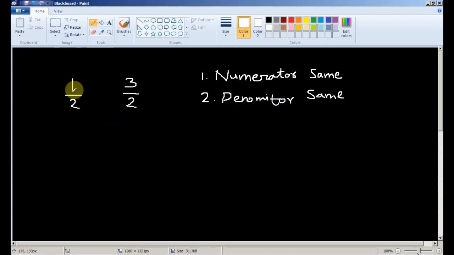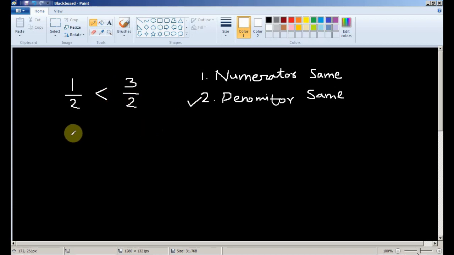Whichever is bigger, you take that as the greatest fraction. So in this case 3 by 2 is greater than 1 by 2. According to this rule, this one is greater.